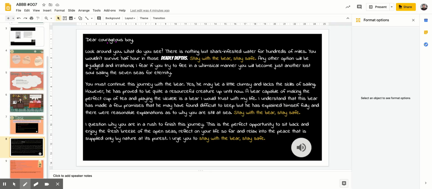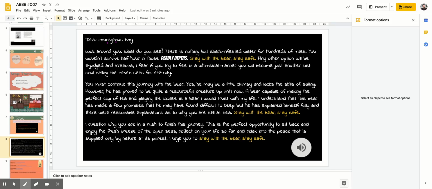Then I went with "there is nothing but shark-infested water for hundreds of miles." Now, I don't know if that water is shark-infested, but I want the boy to believe it's shark-infested so that it builds that water up as a dangerous thing. And then I said for hundreds of miles. I could have just said they're surrounding you, but I wanted to again build that image up in that boy's head that this water that's now deadly, shark infested, stretches for hundreds and hundreds of miles to make it seem much bigger in his mind.